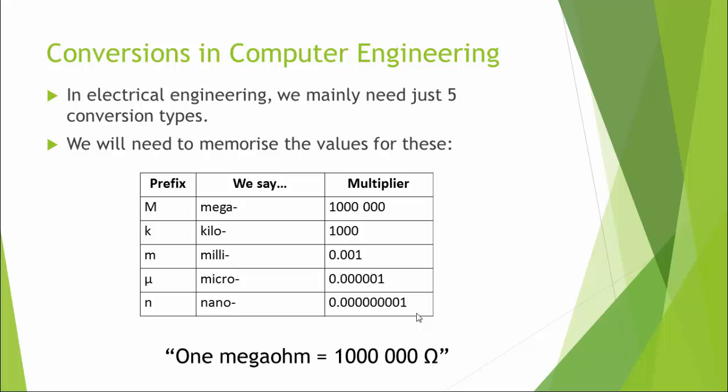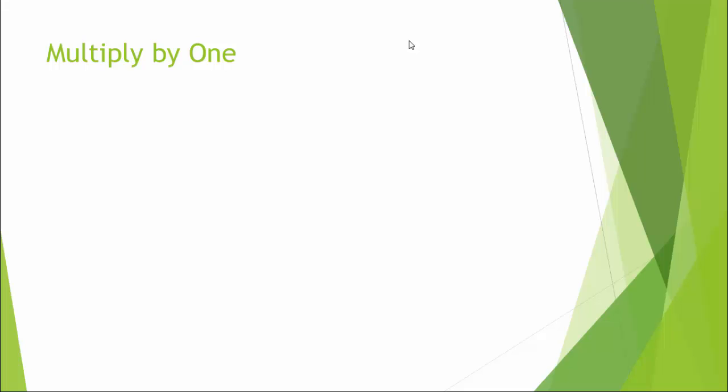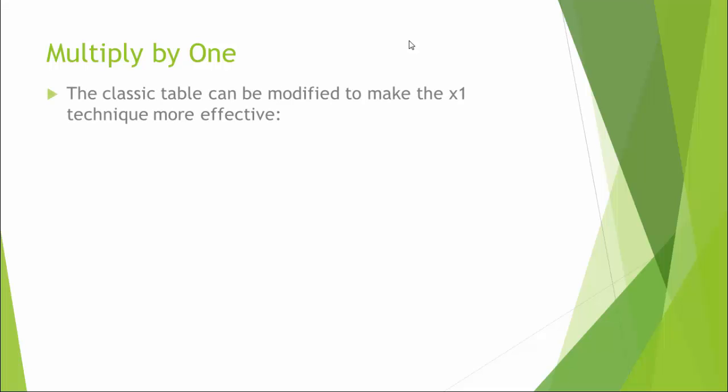So the prefix capital M, we say mega, and the multiplier is 1 million. We already covered kilo. Multiplier is 1,000. Milli, notice the small m instead of the capital M, gives us 0.001. Micro and nano.